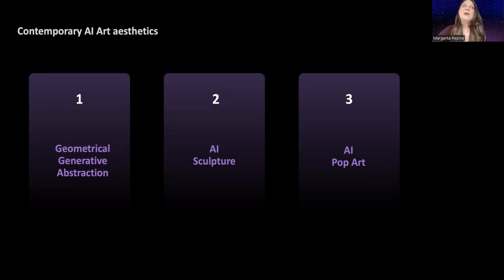So there is no solid classification of AI art aesthetics currently. I'm just suggesting one view of this issue. First, I'll talk about geometrical generative abstraction. Second is AI sculpture, and the last one is AI pop art.